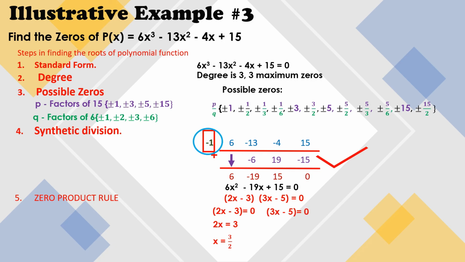Then the other one is 3x minus 5 equals 0. So we solve for x. We will have 3x equals 5. Divide both sides by 3. Then x is equal to 5/3. So the zeros are negative 1, 3/2, and 5/3.